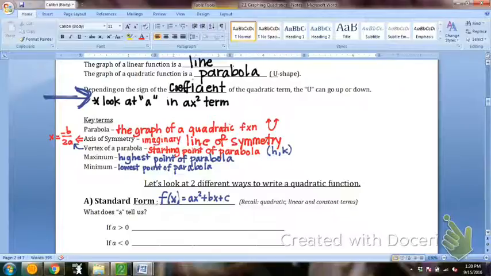Okay? So if A is greater than 0, that means it's a positive number.